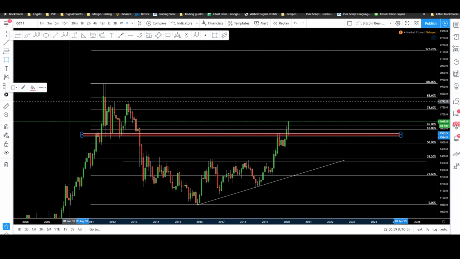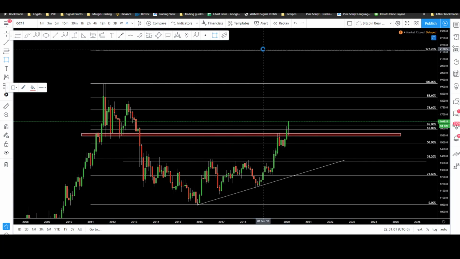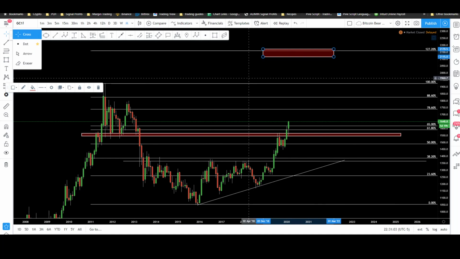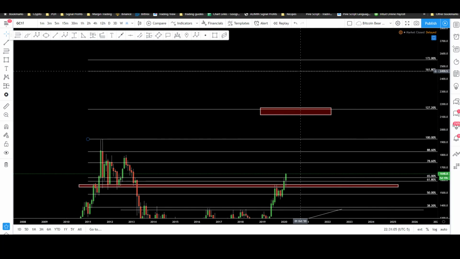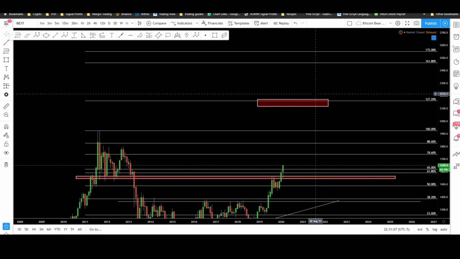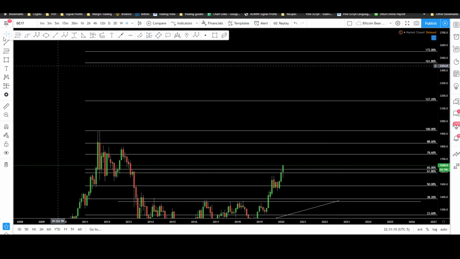So what I would be targeting is this 1272 level, so 2150, 2178, and then the 161.8, which is around 2500. That was my target all through last year. Let me see if I can find my target here.